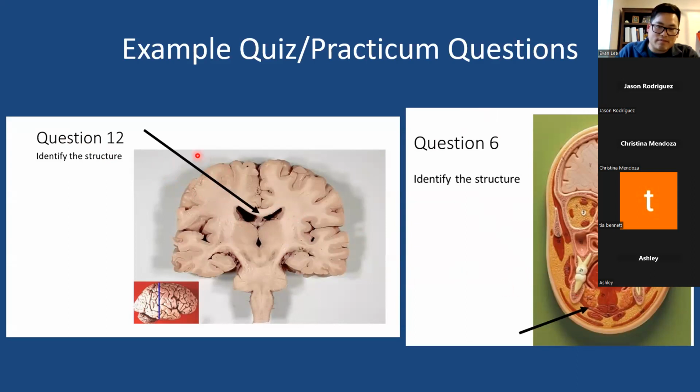So you can see that you have these pictures. You have a short prompt, which is typically identify the structure or identify the layer or something of the like. And then you have to look at the very tip of the arrow to identify the structure in the question. So this is what the lab is going to be like, making sure that you can identify these structures, but you have various exercises in lab to help with making sure that we practice that as well.